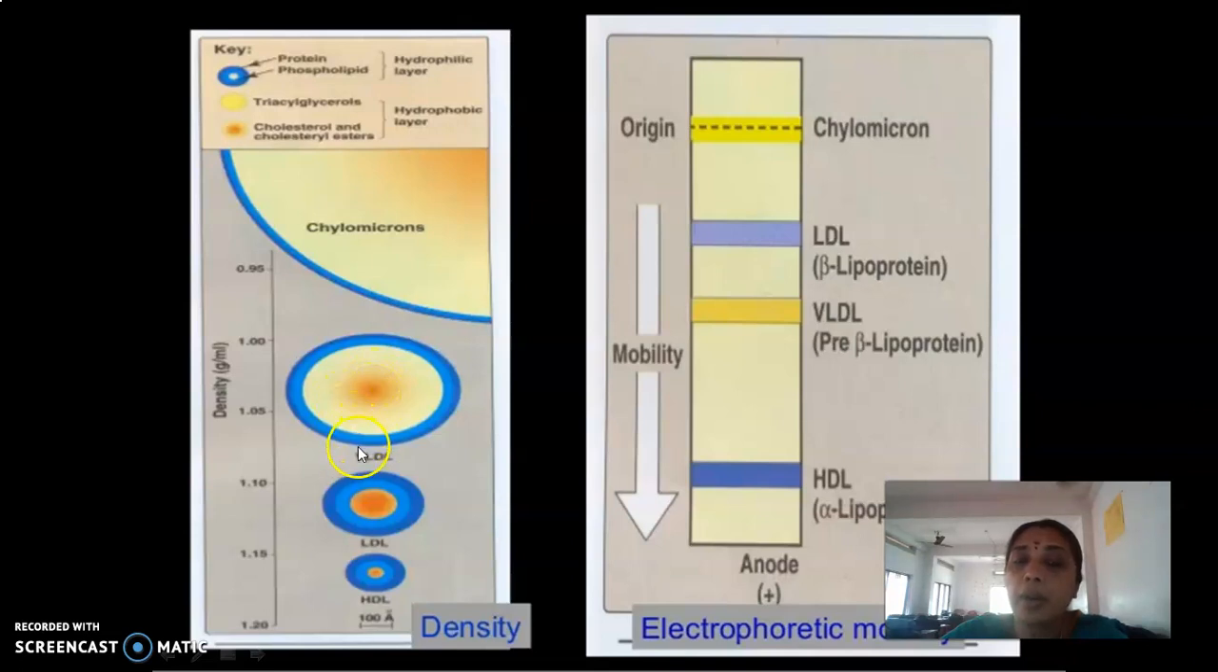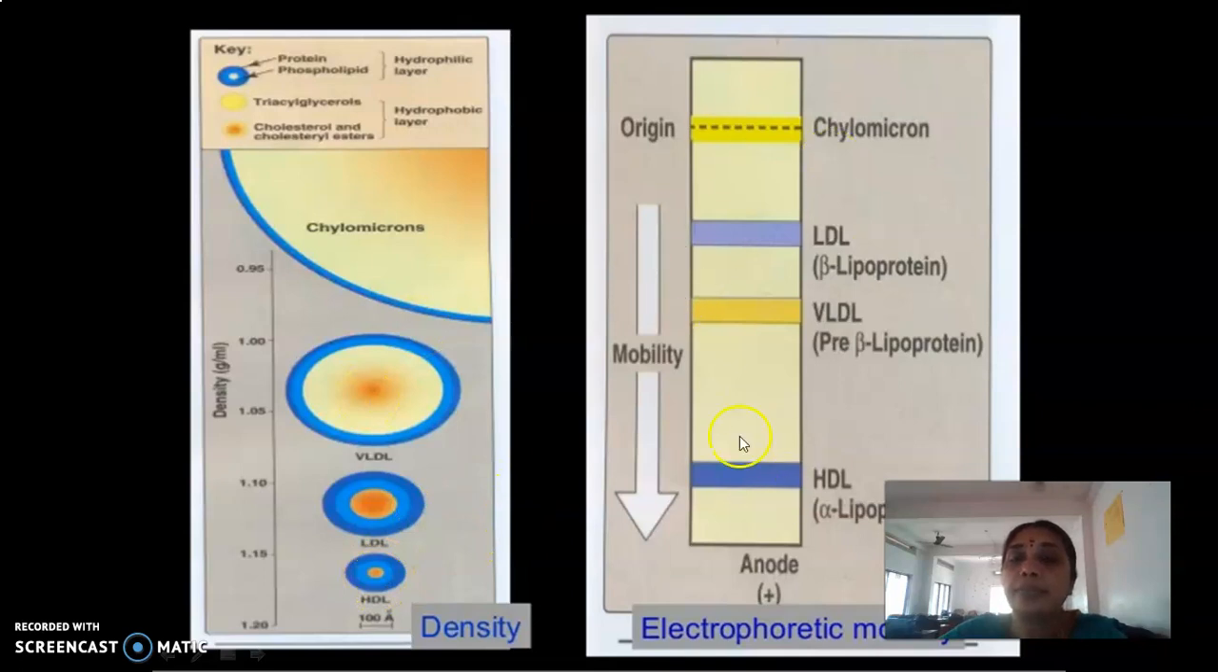And VLDL, when it undergoes catabolism, gives rise to IDL and LDL. See, LDL has more and more phospholipids and proteins, the TG content is reduced, the cholesterol content is increased, the brown color is darker, and the yellow color is diminished. Now HDL has the least quantity of cholesterol and TG, while it has the maximum quantity of proteins and phospholipids. So it is the good cholesterol, while LDL is the bad cholesterol, because it transports cholesterol from liver to extrahepatic tissues, while HDL transports cholesterol from extrahepatic tissues to the liver.